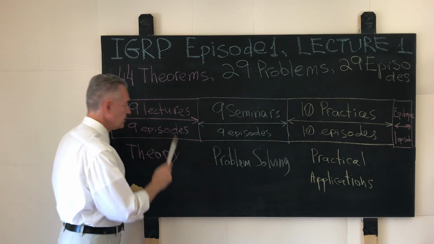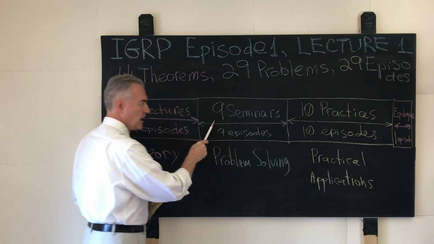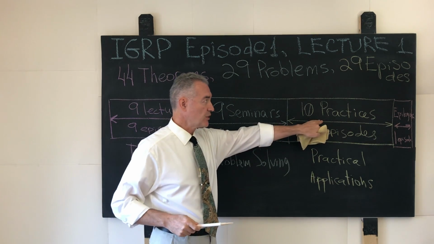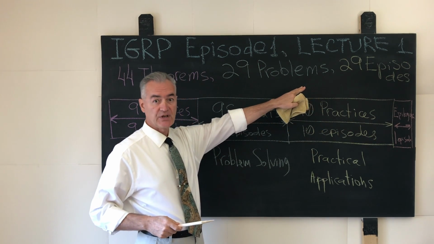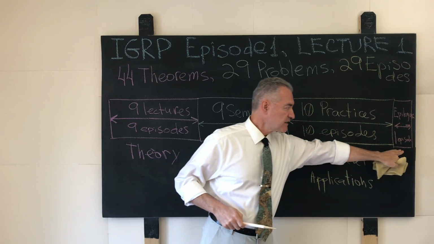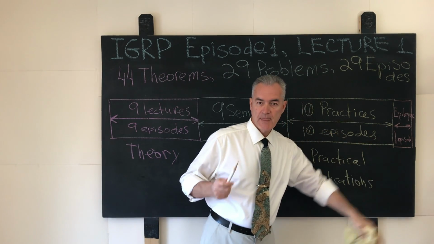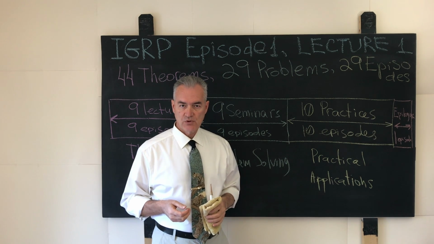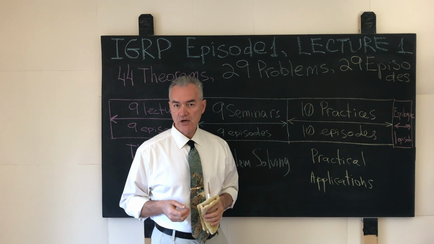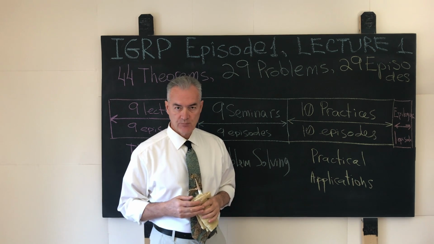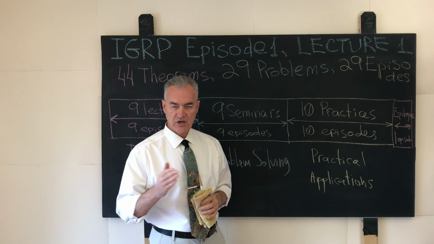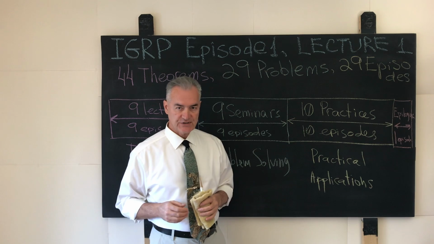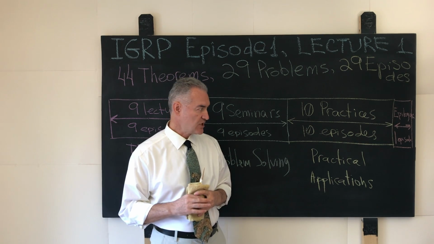And evidently 9 plus 9 is 18, 18 plus 10 is 28, the number of episodes is 29, and the final episode will be the epilogue and the farewell, in which we will look at where we can go from that point forward and in which direction we can take the further study of inversive geometry.